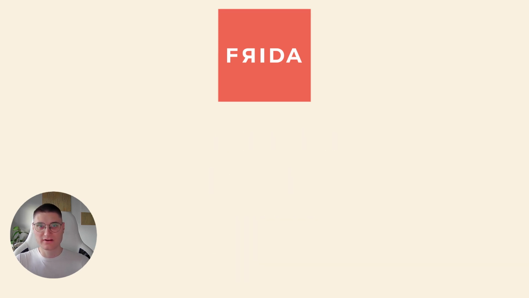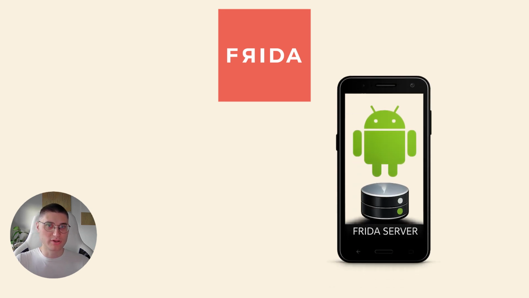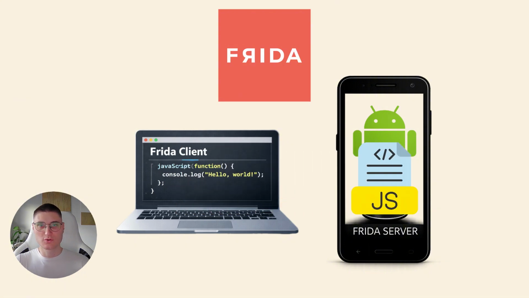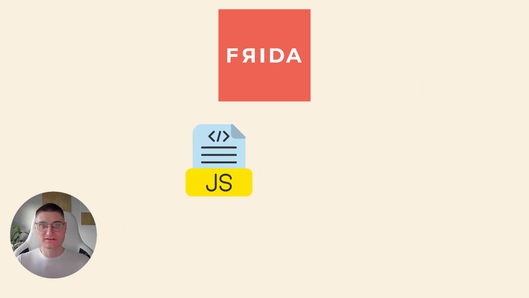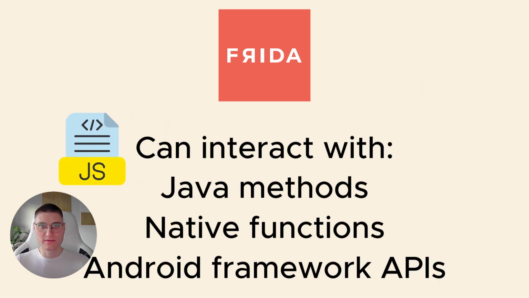At a high level, Frida consists of two main parts: a Frida server running on the Android device or emulator, and a Frida client running on your PC. The client sends JavaScript code to the server, and the server injects this logic into the running application. The JavaScript code can interact with Java methods, native functions, and Android framework APIs.